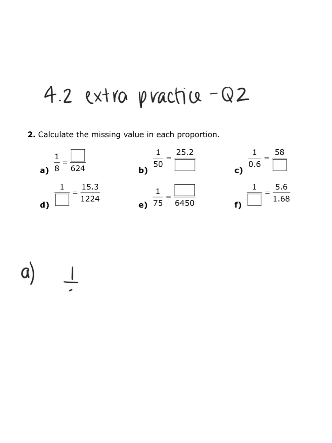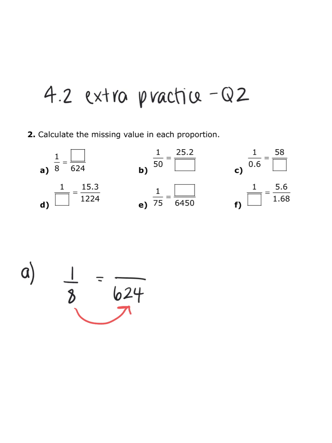So if I jump in on question 2A here, I see that we've got 1/8 as equal to some unknown number out of 624. So starting with finding the fraction that we have all of, in this case I can see we have the complete fraction on the left, 1/8, which tells us that we're going from the completed fraction towards the incomplete fraction.